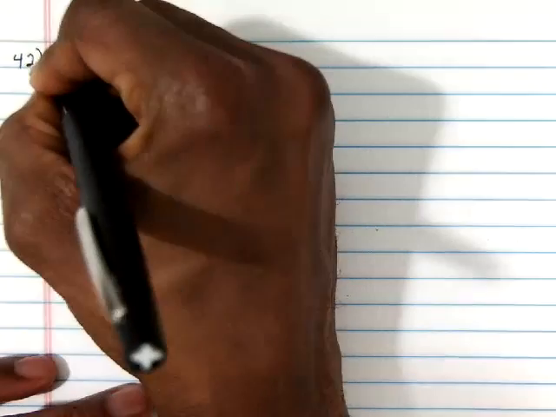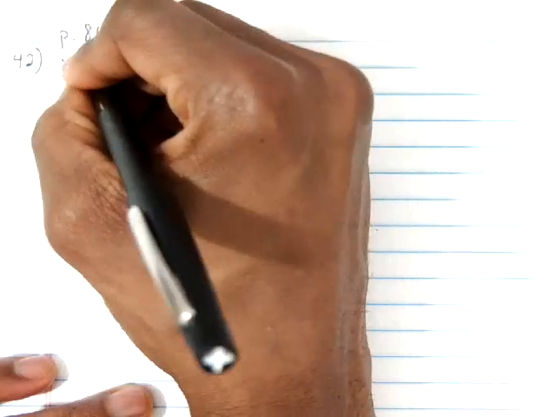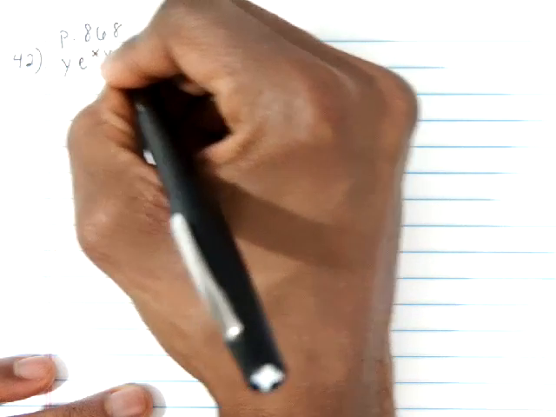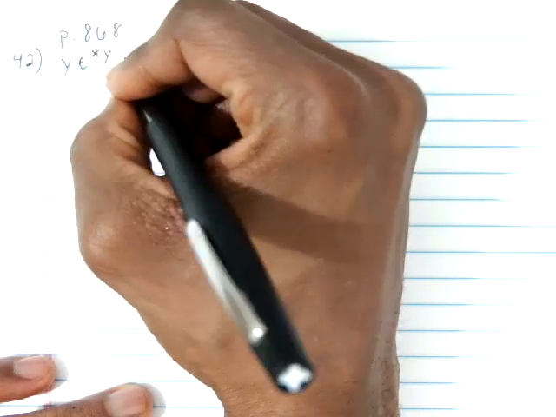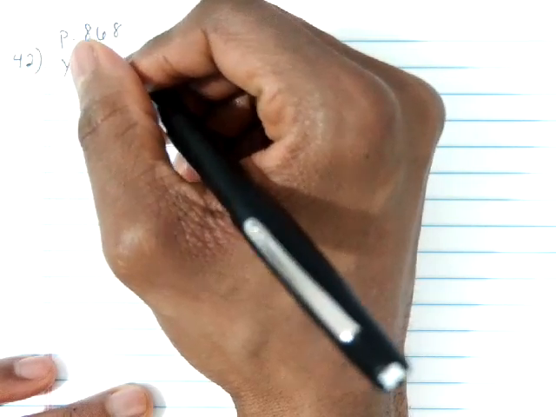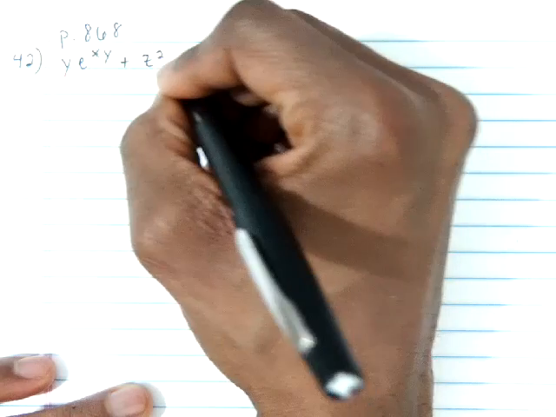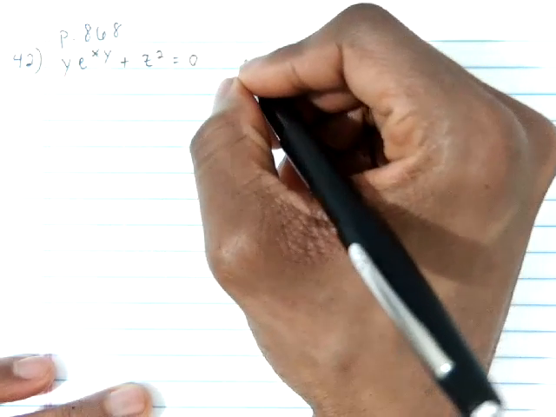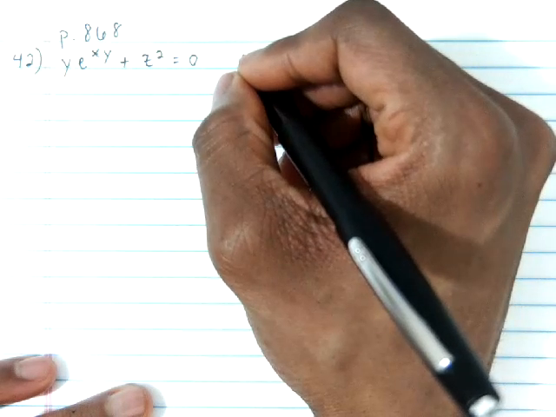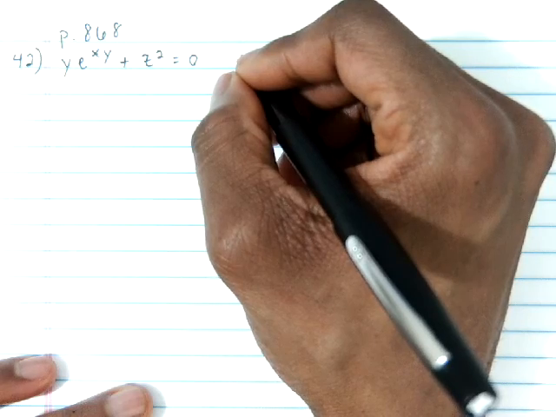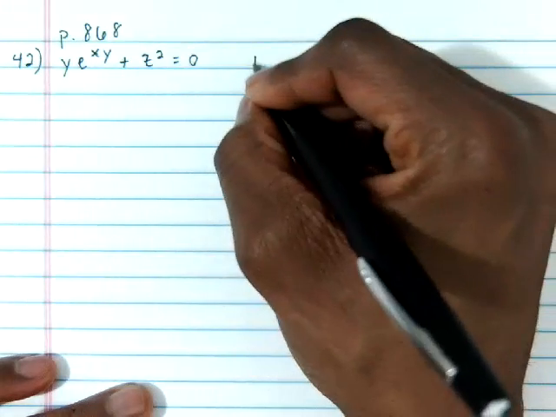given point. So they give us y times e to the xy plus z squared equals 0. And they give us the point 0, -1, 1.